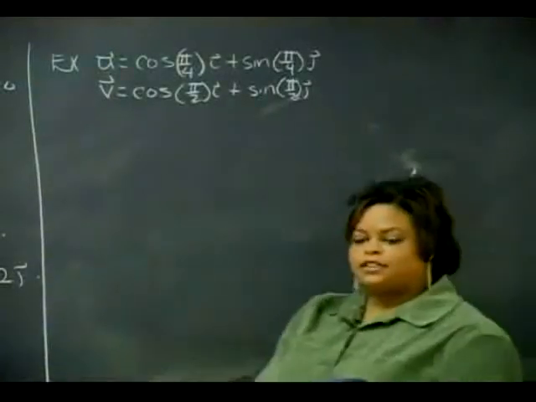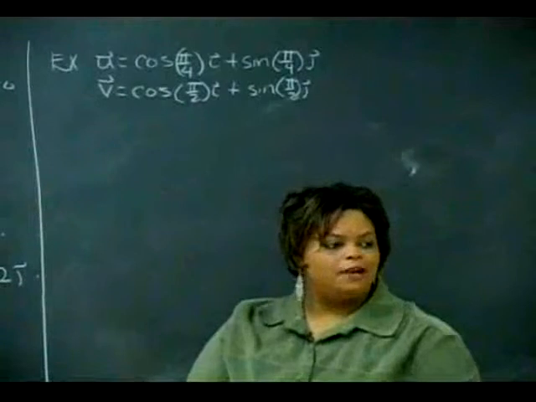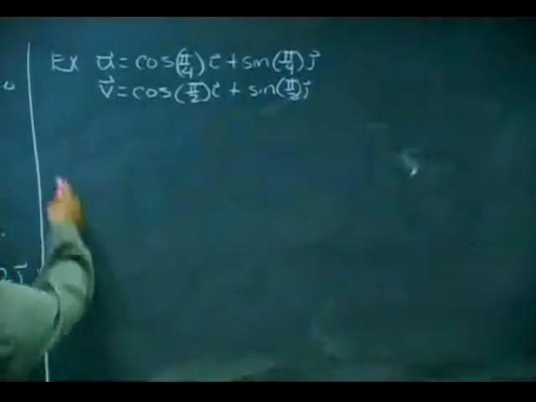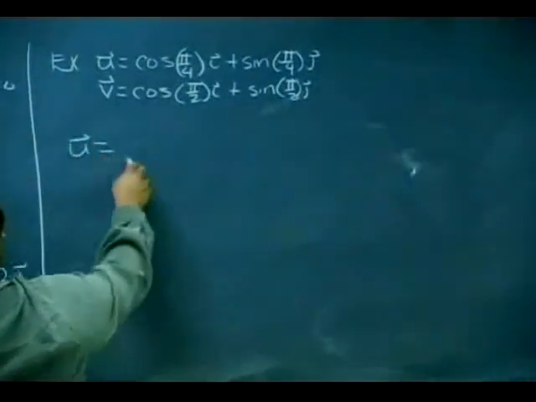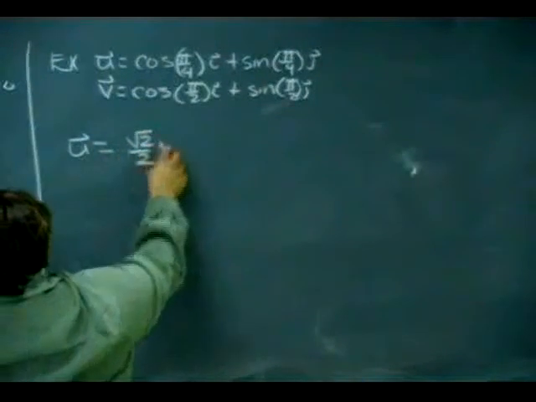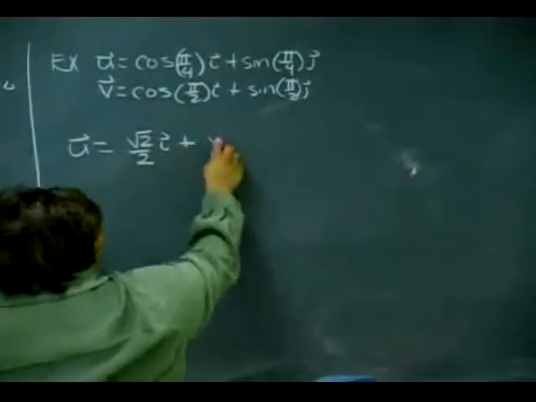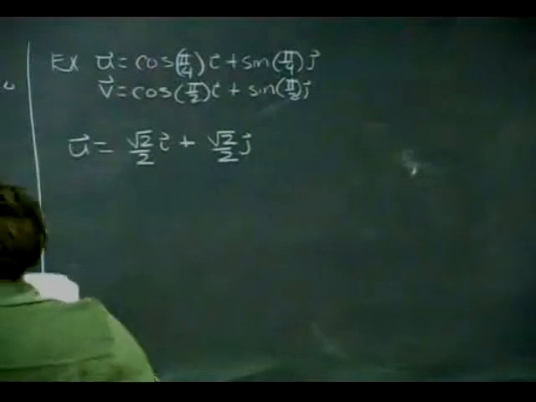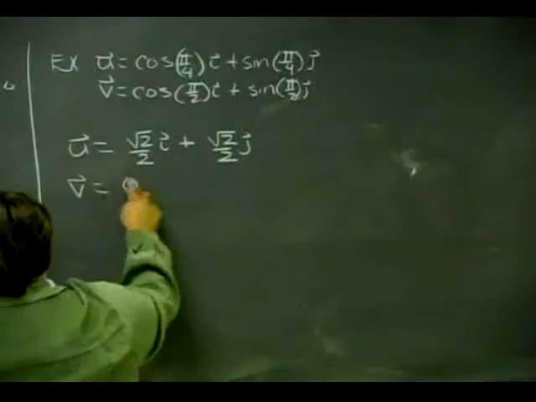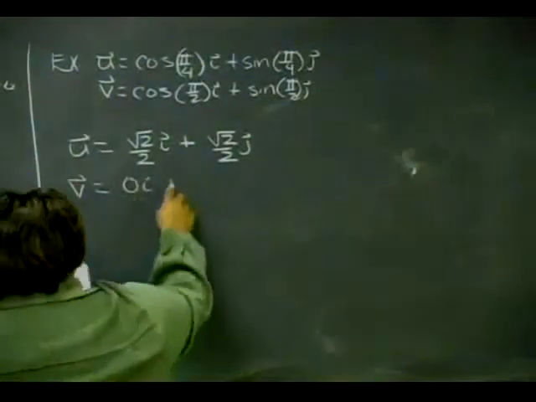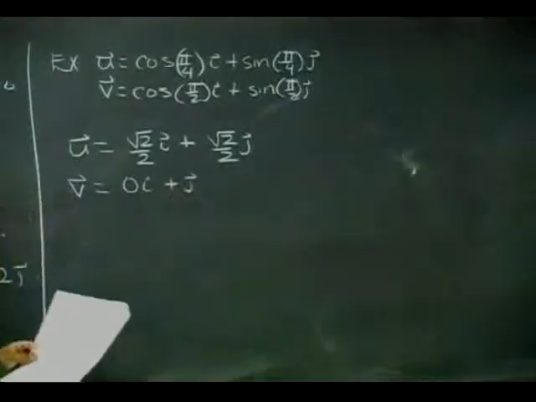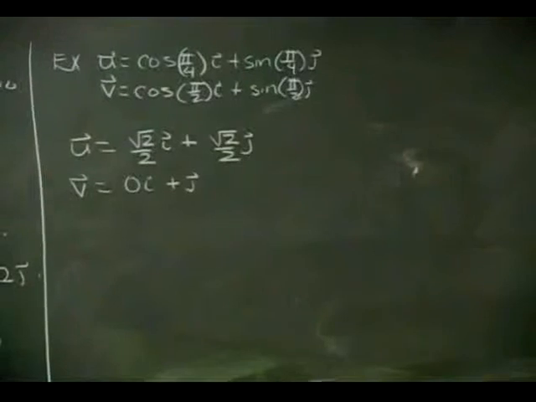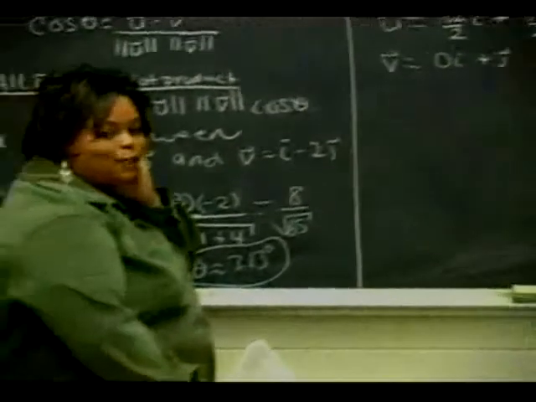What we need to do first of all is to rewrite these vectors, because cosine of pi over 4 is what? Square root of 2 over 2. And sine of pi over 4 is also square root of 2 over 2. So I can get a new form for u. What is v? Well, cosine pi over 2 is 0, and sine pi over 2 is 1. So now I have new vectors u and v. I just evaluated cosine and sine at those particular angles.